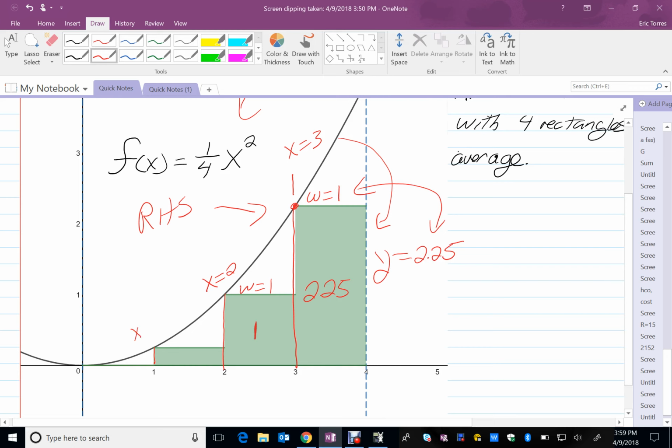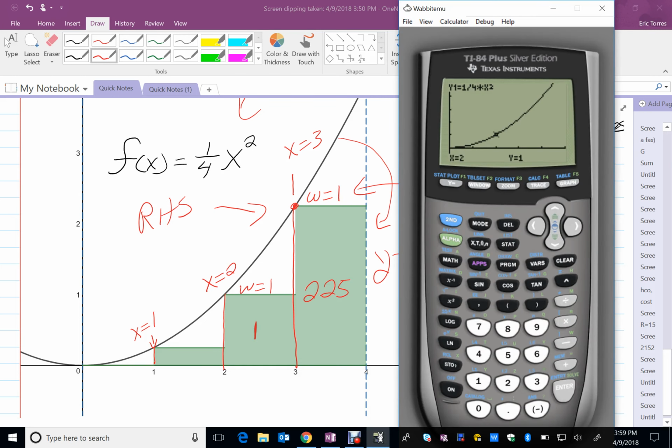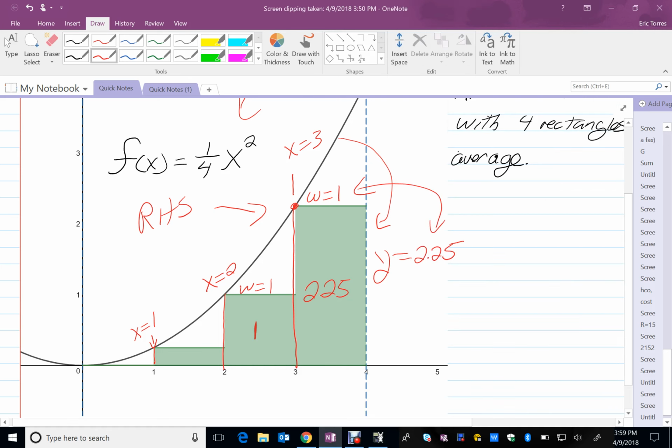I go to when x equals 1 to get the height here. And that should be 1/4 or 0.25. And then for the first rectangle, it's when x equals 0, and obviously the y value there is going to be 0, so my area is 0.